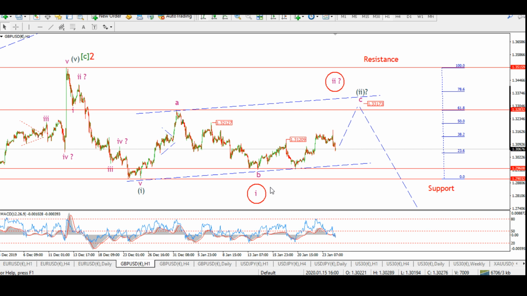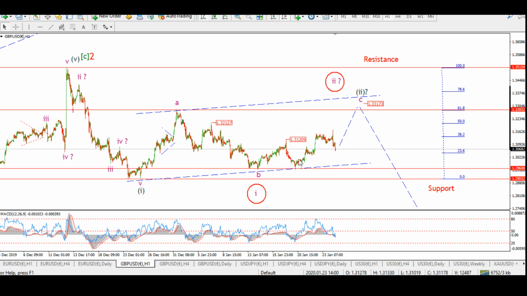But wave C just hasn't unfolded impulsively yet, so we haven't got 5 waves up yet. This could be some sort of wave 1, 2, and maybe we're starting wave 3. So this could be wave 1, 2, maybe 3, 4, 5, and then we might extend higher in wave C. It's not looking likely at the moment, is it? So we've had a rally off wave B.